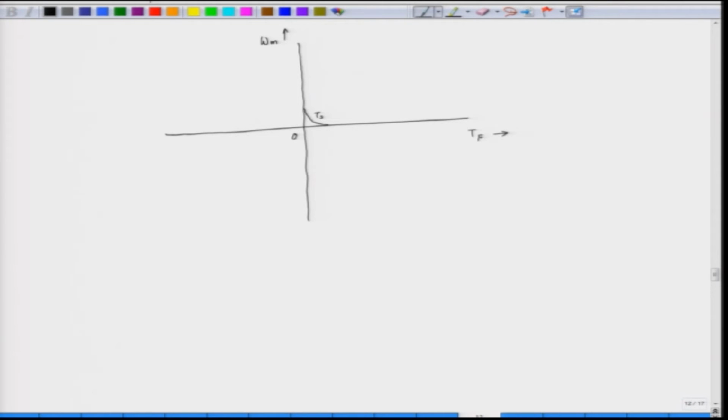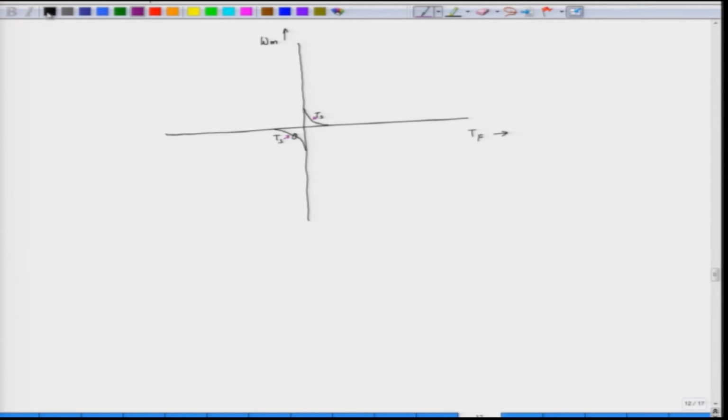When the speed is increasing, the static friction decreases, that is Ts will be equal to 0. When the speed is negative, the torque is also negative. So, this is Ts. These are the two plots of the static friction for positive speed and for negative speed respectively.